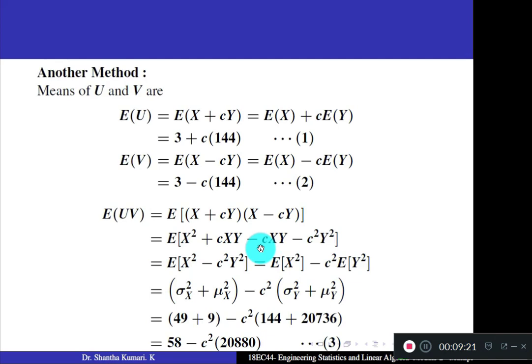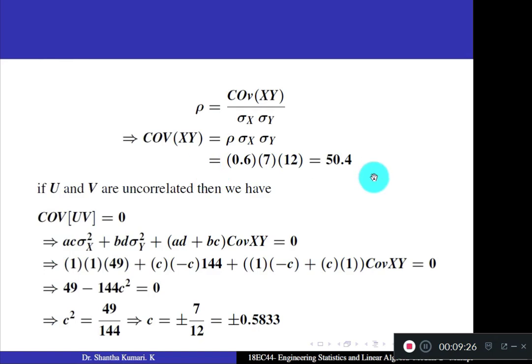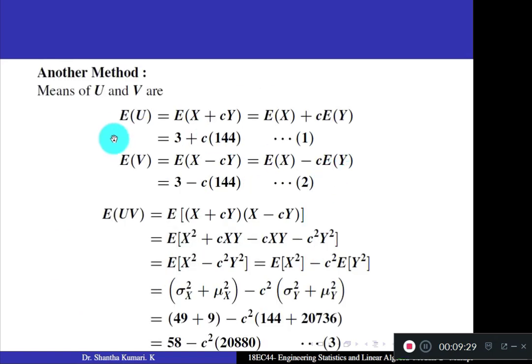Another method for this, without finding covariance of xy, is to make use of this. What is the mean of U? Mean of U means expectation of x plus cy, which is expectation of x plus c into expectation of y, which is 3 plus c into 144. You can substitute. You can find expectation of v, and you can find expectation of u into v. U and v are given to you. Substitute for u and v and expand. When you expand this, you get this answer.